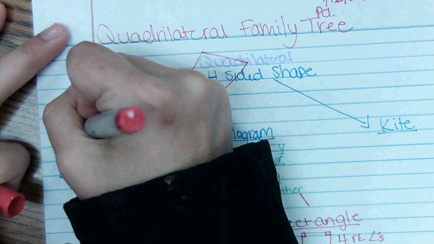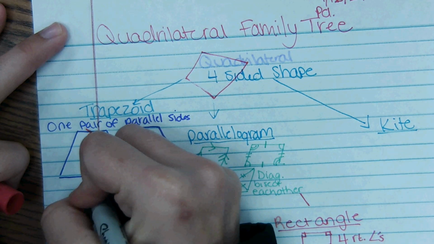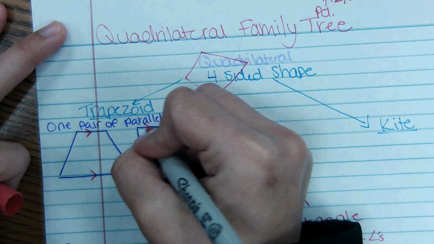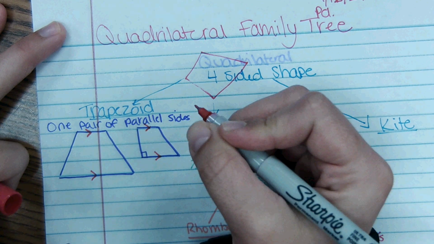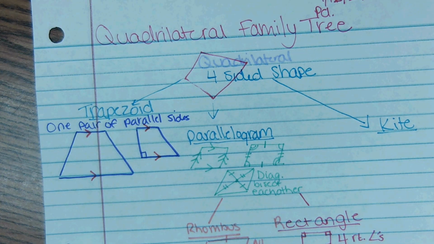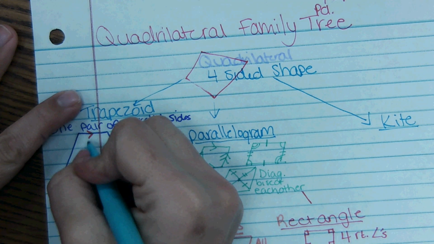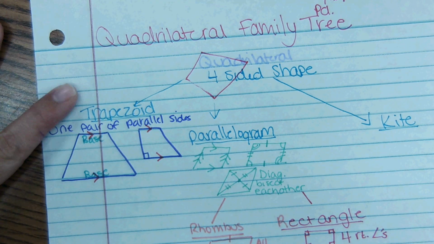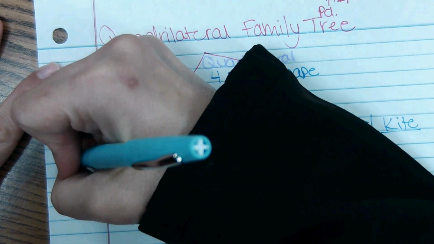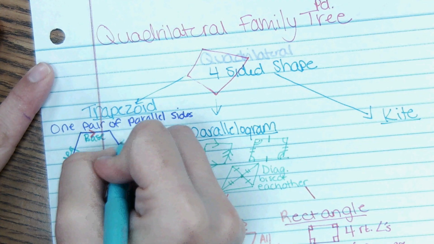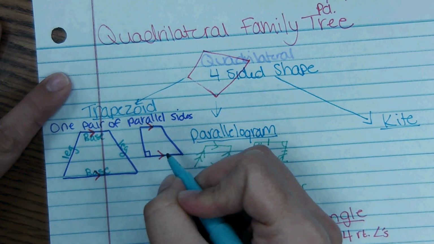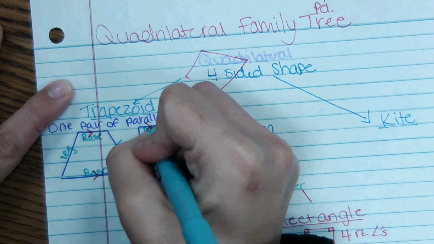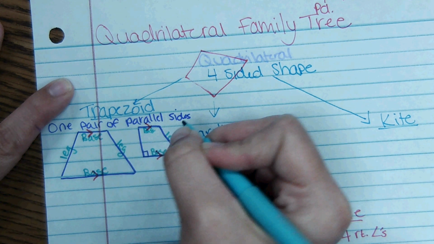So this side right here is parallel to this right here. And then this is a trapezoid as well. Again, this side is parallel to this one. There's also some vocabulary here. These two parallel sides are called bases. So this is base and base. And the two that aren't parallel are called legs. So this is a leg and this is a leg. And over here, same thing. This is a base and a base, and then a leg and a leg.